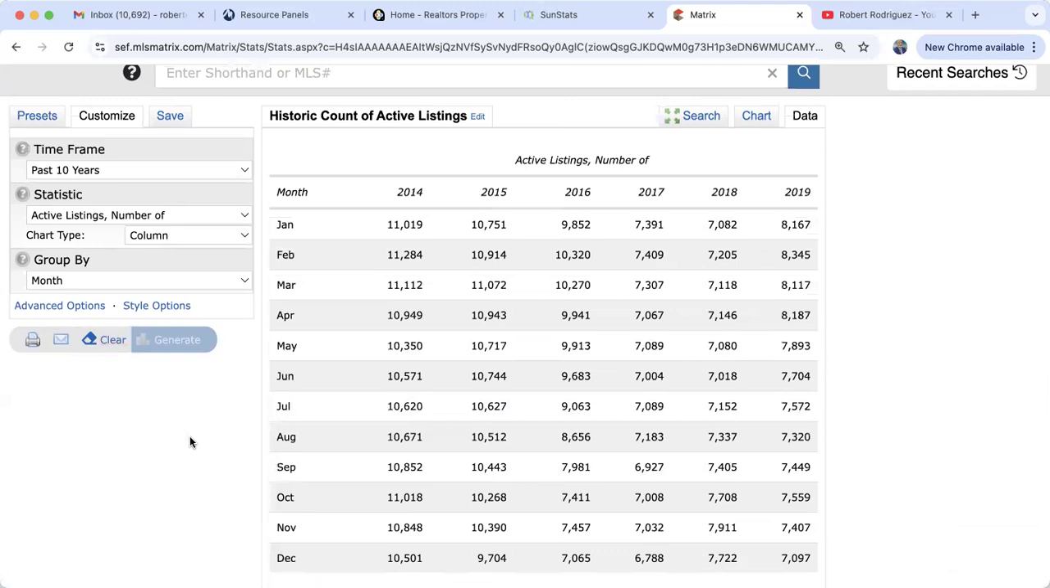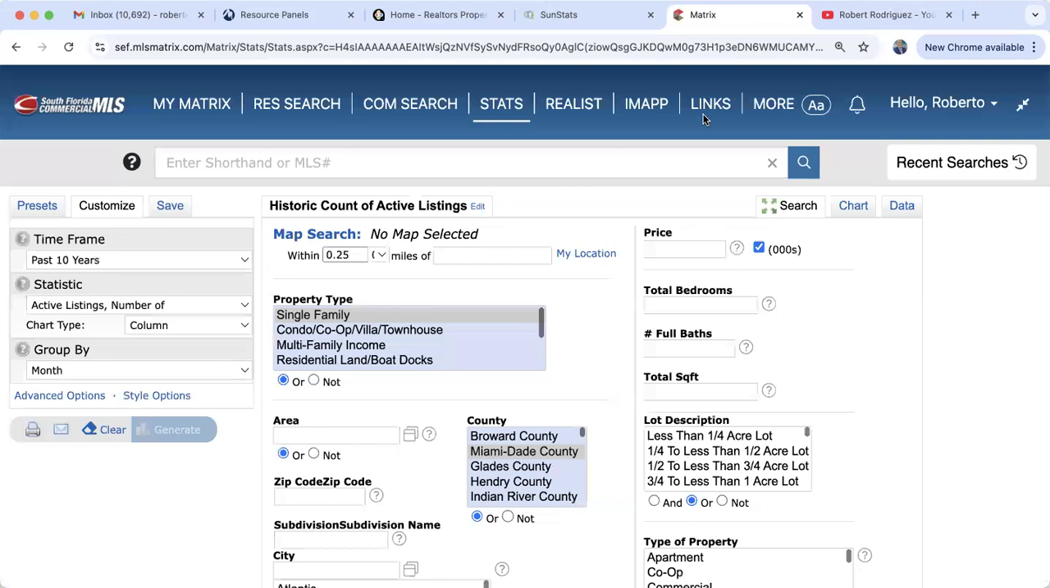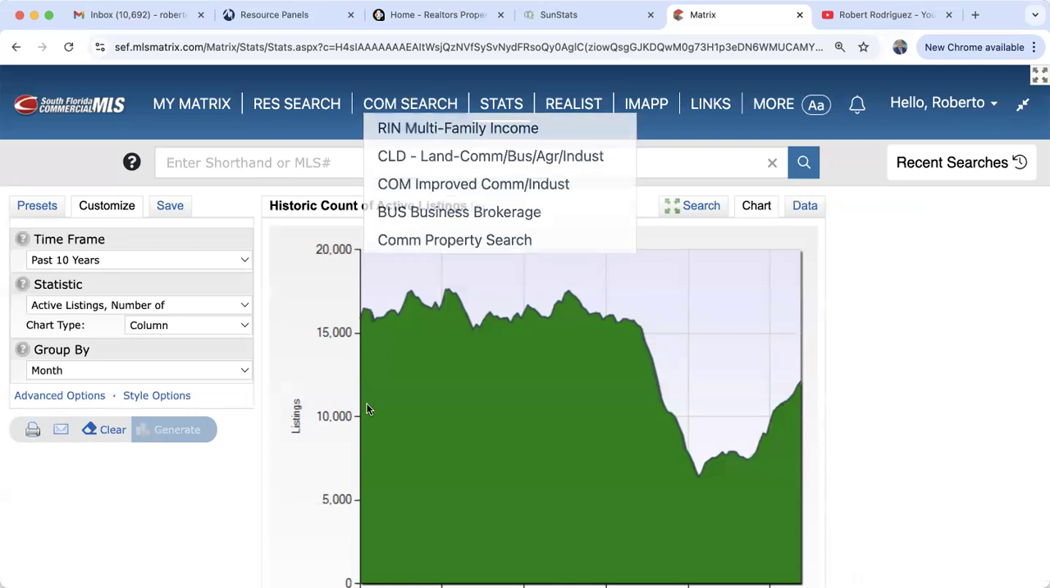Now, if you want to see the numbers for condos, all you need to do is come over here to where it says search, switch off to condos, stay in Miami-Dade County, click on generate. Now you're going to see the last 10 years of active inventory for condos and townhomes in Miami-Dade County. So let's go ahead and wait for that. All right, so it's taking a little bit, but you'll see it now.